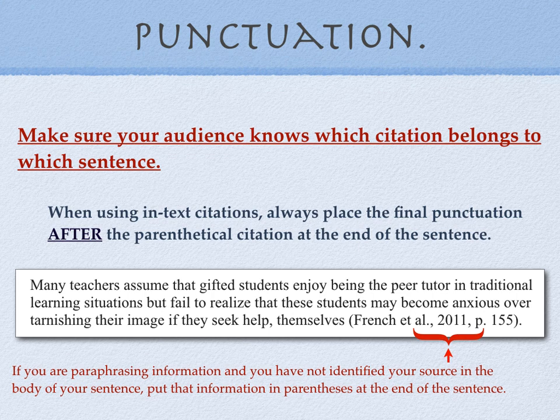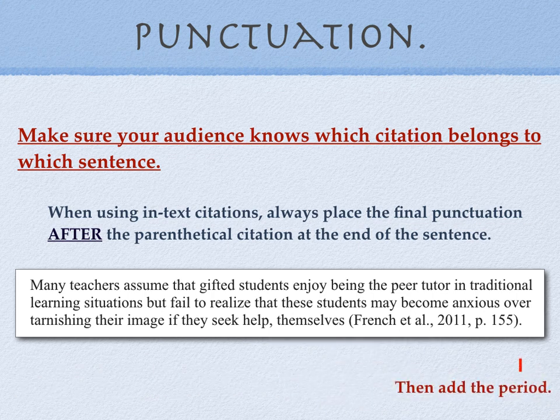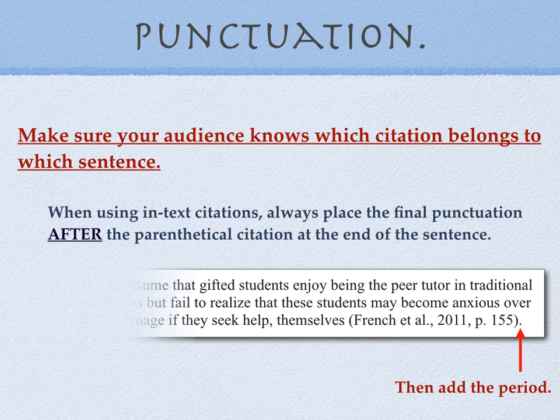The first time you introduce the authors, include all of their names, up to 5. Then you can abbreviate the list with the Latin et al. for subsequent references. If you have 6 or more authors, you can abbreviate right from the start. Once you've closed your parenthetical citation, then you can add the period.